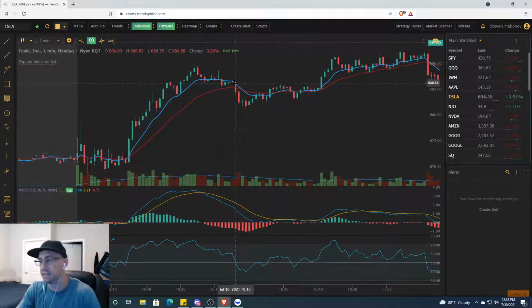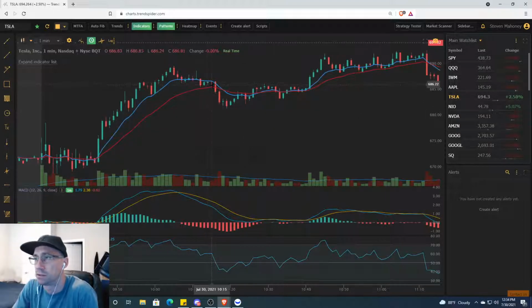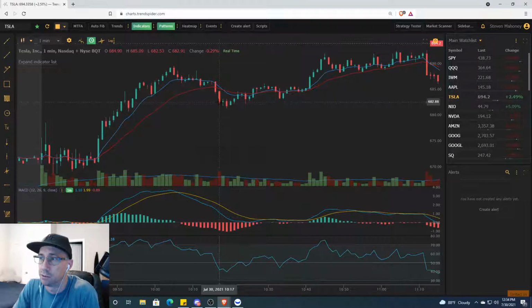Right here at 10, I got into them at 10:13. So I got in on this candle right around here because I could see it closing below the 9 EMA, and I was looking for that continuation. I knew it would test the 21 EMA, and it did, and it failed. And I sold right here. I was not in them long at all.